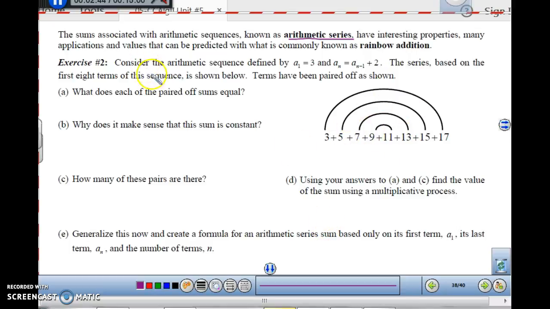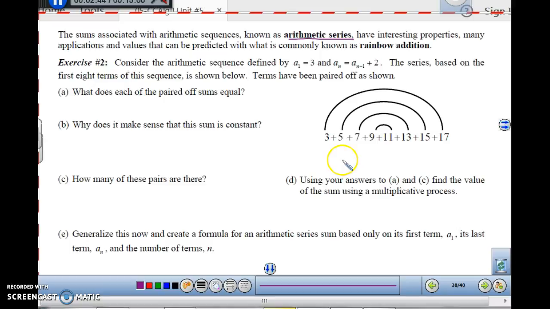All right, so let's look at this arithmetic sequence and see if we can figure out the formula that gives us this arithmetic series. Given the arithmetic sequence defined by a of 1 equals 3 and a of n equals a of n minus 1 plus 2, the series based on the first 8 terms of the sequence is shown below. Okay, so terms have been paired off.